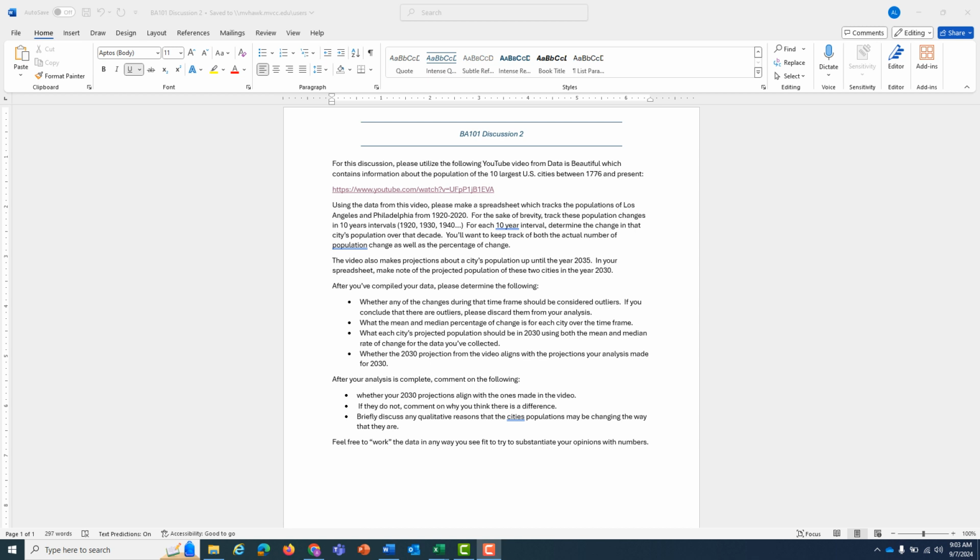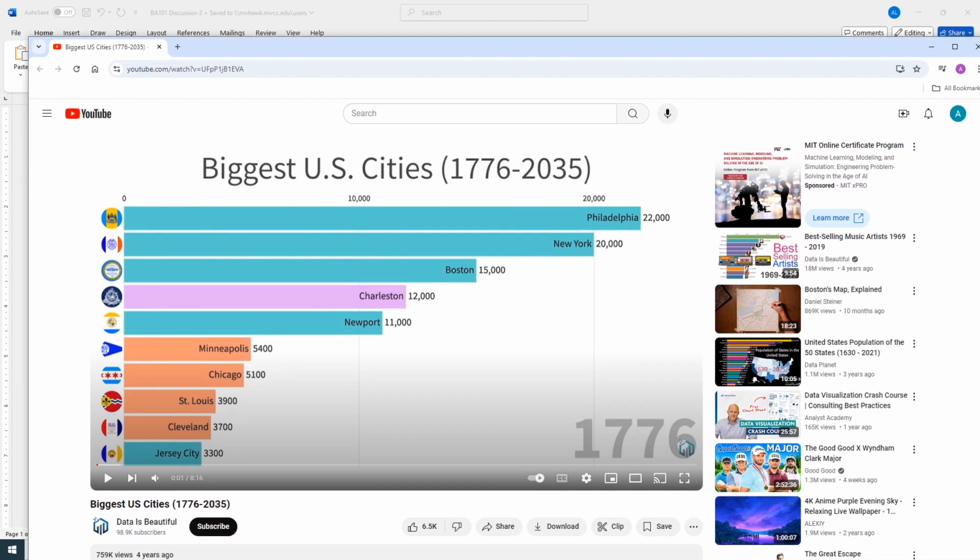Hi everyone, here is an example problem for the second discussion in Introduction to Analytics. In this particular problem, we're going to be looking at a video from a YouTube page called Data is Beautiful. And this one contains information about the population of the 10 largest U.S. cities between 1776 and present. It looks a little something like this.